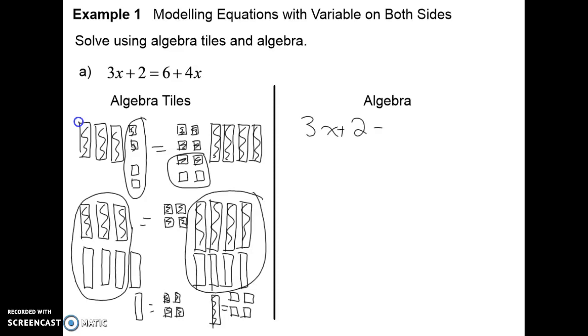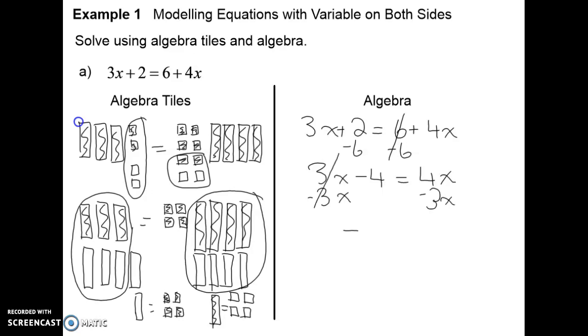3x plus 2 equals 6 plus 4x. Again, we're going to take the 6 away from both sides, making that a zero pair. 3x minus 4 equals 4x. Then what we're going to do is we're going to take the 3x away from both sides to make that a zero pair. Negative 4 equals x. And there's your answer.